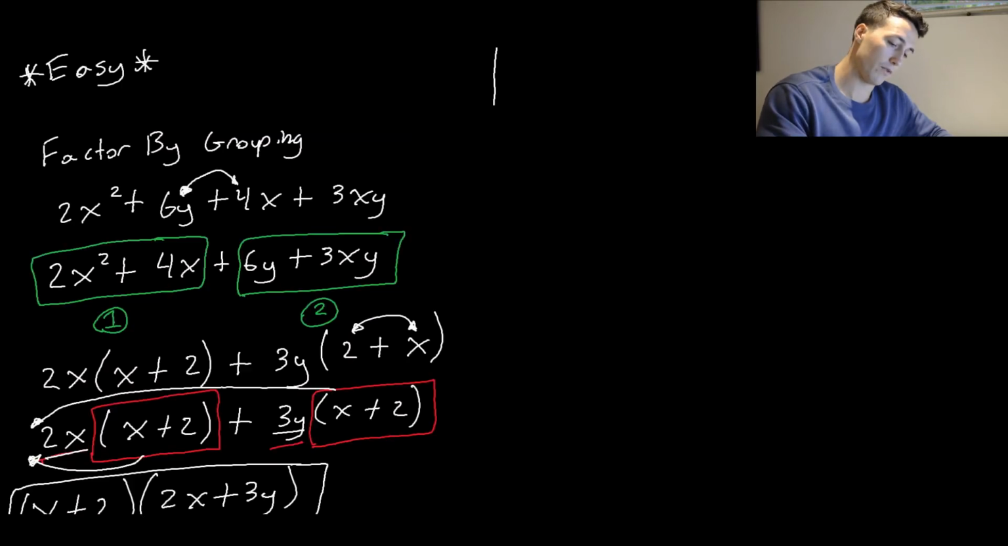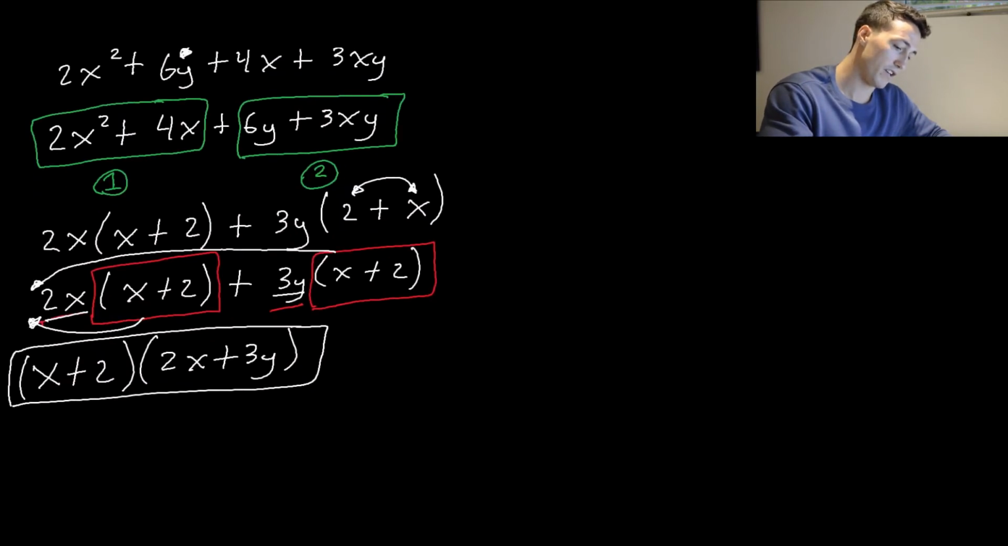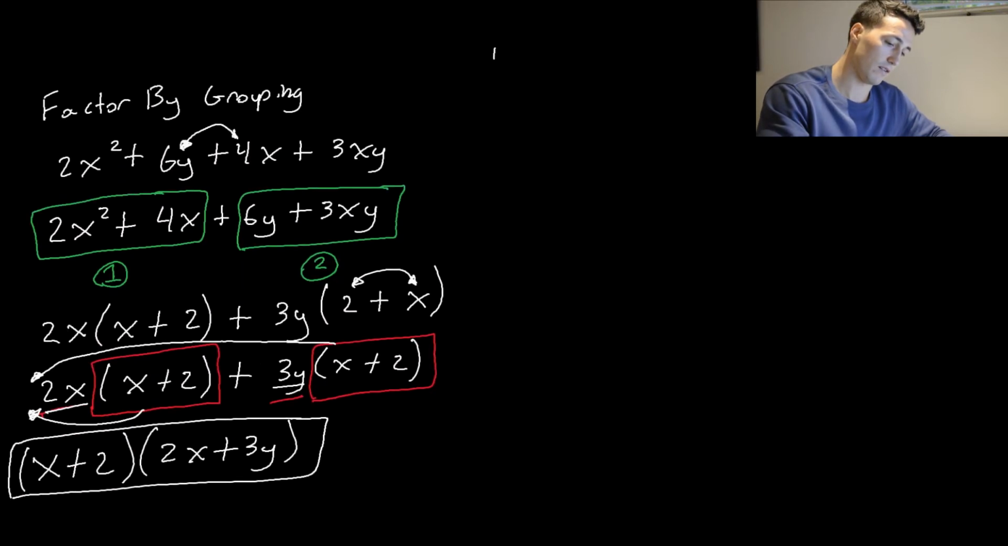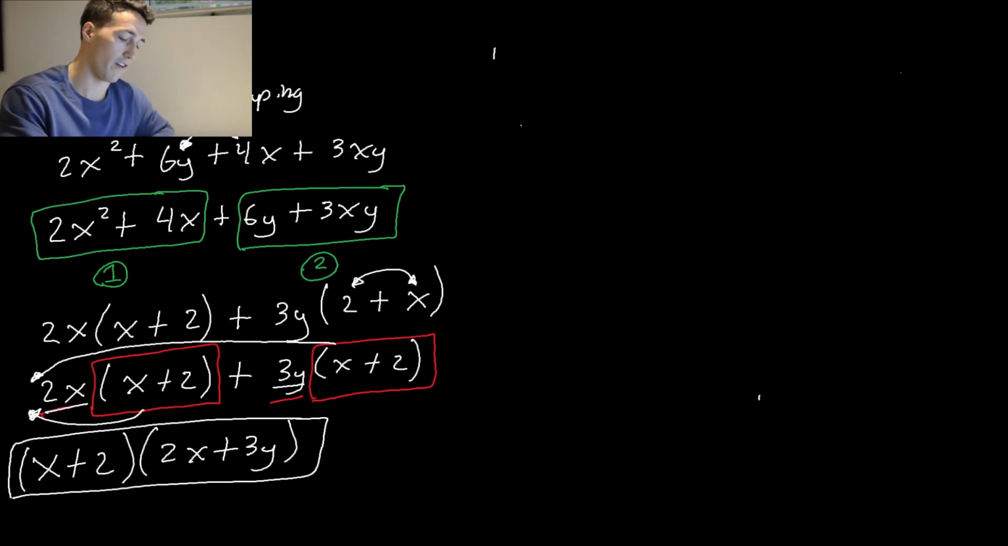So again, we took this expression up here where it didn't seem like we could factor a greatest common factor out, but once we had grouped them together, we could factor out a common term because we were left with this x plus 2. So that was the easier version, and now we're going to go into a little bit of a harder version.